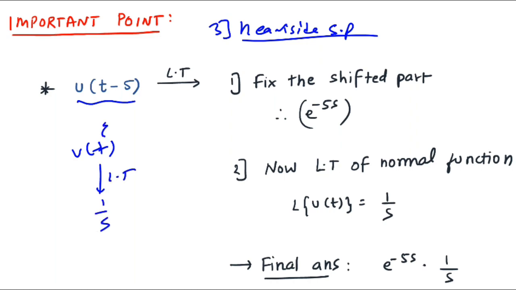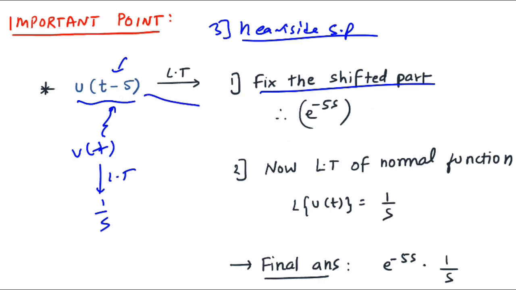What if the time is shifted? If the time is shifted, it can be t plus pi or t minus pi. Whenever the time is shifted, you have to use the Heaviside shifting property. It simply says that first we have to fix this bracket, this shifting part. So if t is shifted, what you have to do? Fix this shifting part.